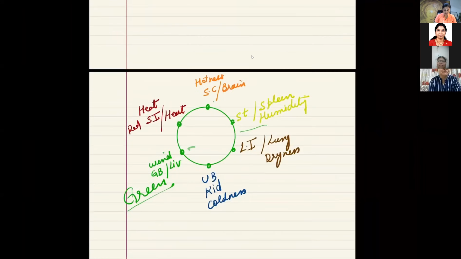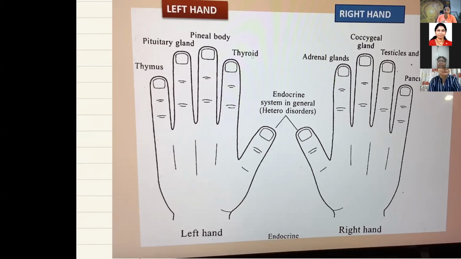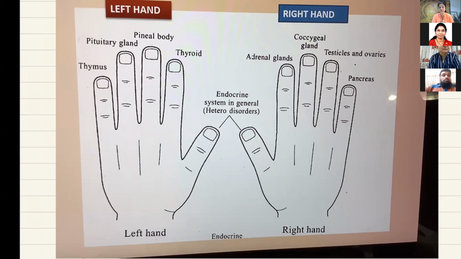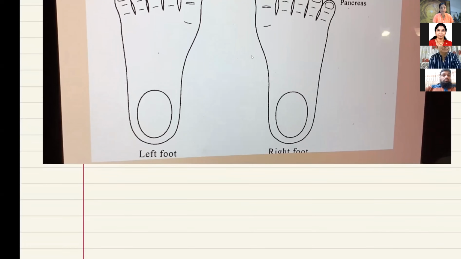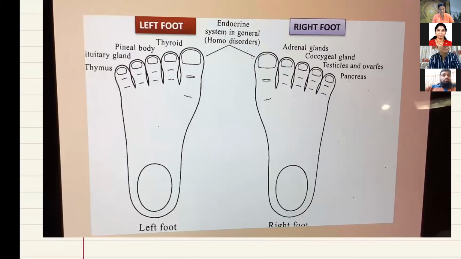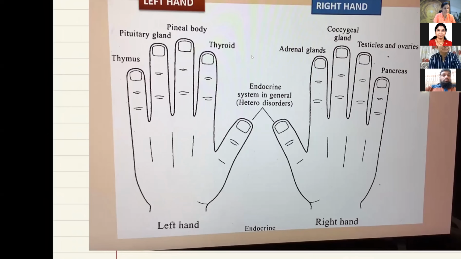So now let's also see the endocrine gland. Here we have to focus, because these days many people have endocrine gland issues: thyroid, hypothyroid or hyperthyroid, or maybe some adrenal gland problem. Diabetes is very common these days. So now when you see the two pictures of hand and foot, let's take the example of thyroid.